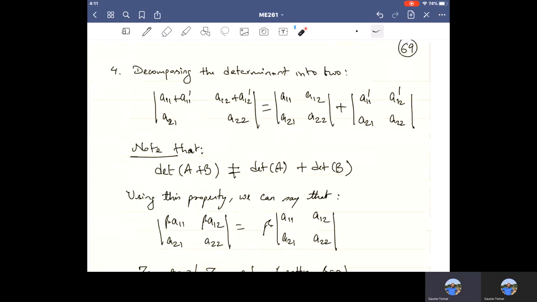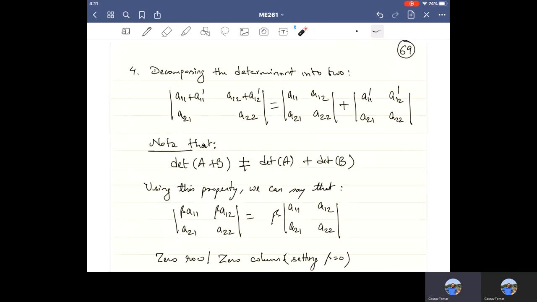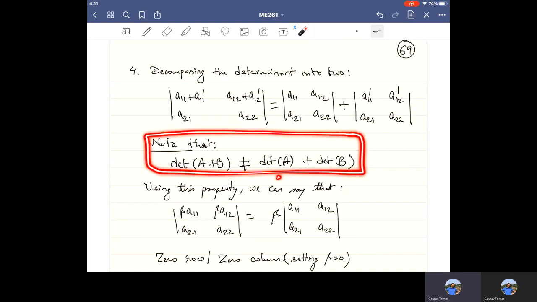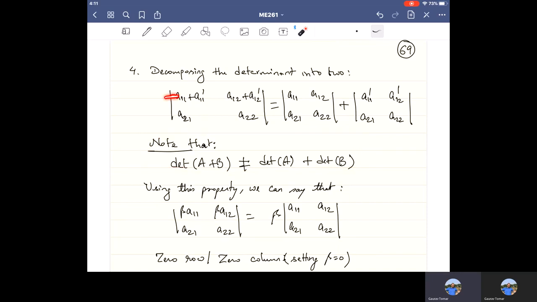Now you can decompose the determinant into 2 pieces also. You have A11, A1 prime, and you can split it into 2 pieces like this, right? So the determinant of such a matrix where one of the rows is split into 2 pieces will be the same as the determinant of one matrix plus the other matrix with the split rows like this. But as we had discussed earlier, this does not mean that the determinant of A plus B is the determinant of A plus the determinant of B. Here, this is just one row being split, not the entire matrix. So that you have to keep a note of.